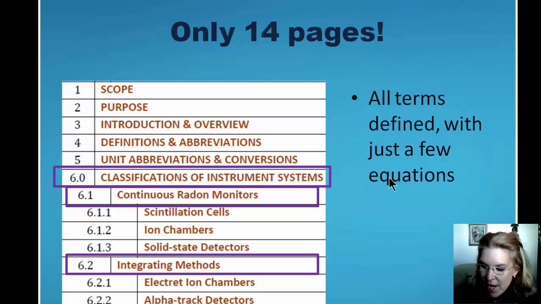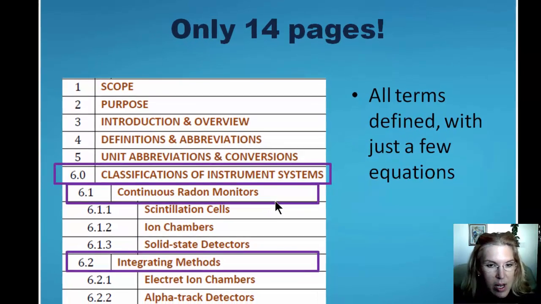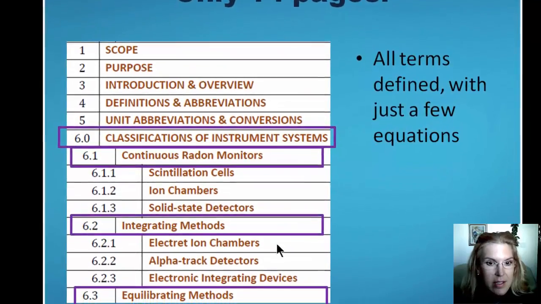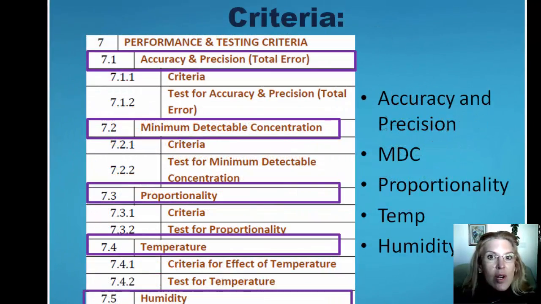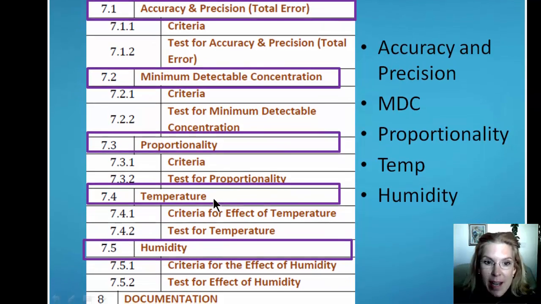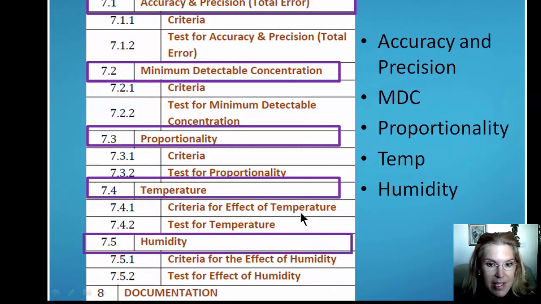You can see that we have definitions, including classifications in continuous radon monitors, integrating methods, and equilibrating methods. The criteria are described in section 7, where we've got accuracy and precision, minimum detectable concentration, proportionality, and then criteria for performance in different temperature and humidity environments. And then last but not least, a description including an example report of documentation to prove that a device meets the criteria of this standard.